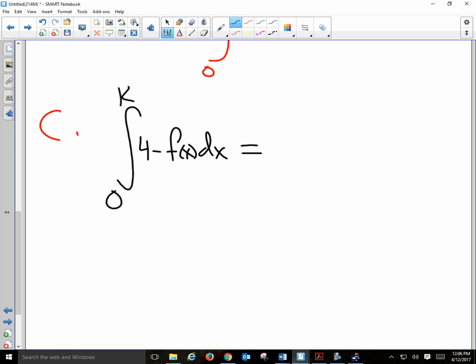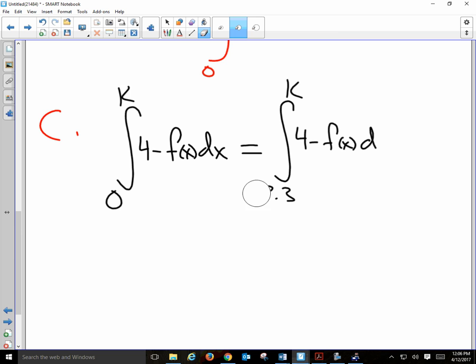Equals k to 2.3 of 4 minus f of x. Sorry, I was thinking ahead to my next part here. So we got k to 2.3 of f of x dx, right? So they will give you full credit for that.